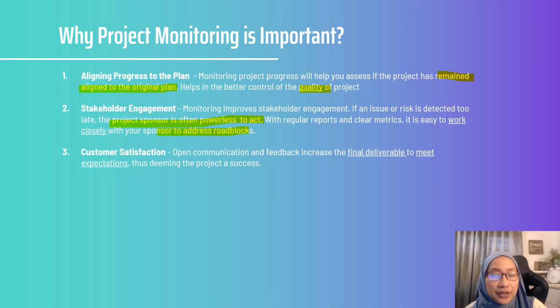The third point is customer satisfaction. Open communication and feedback help the final deliverable meet expectations, thus deeming the project a success. So let's say you have a real customer, and you have a project developing video content or maybe developing a website. You might have a weekly progress report to show your progress and your performance. From that you can get feedback and then we can produce a better quality project.